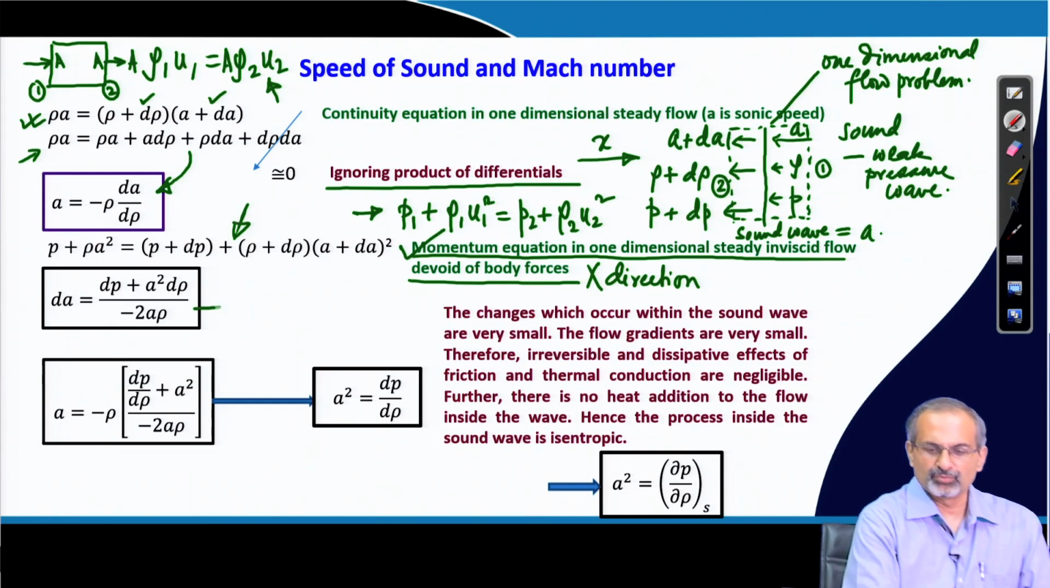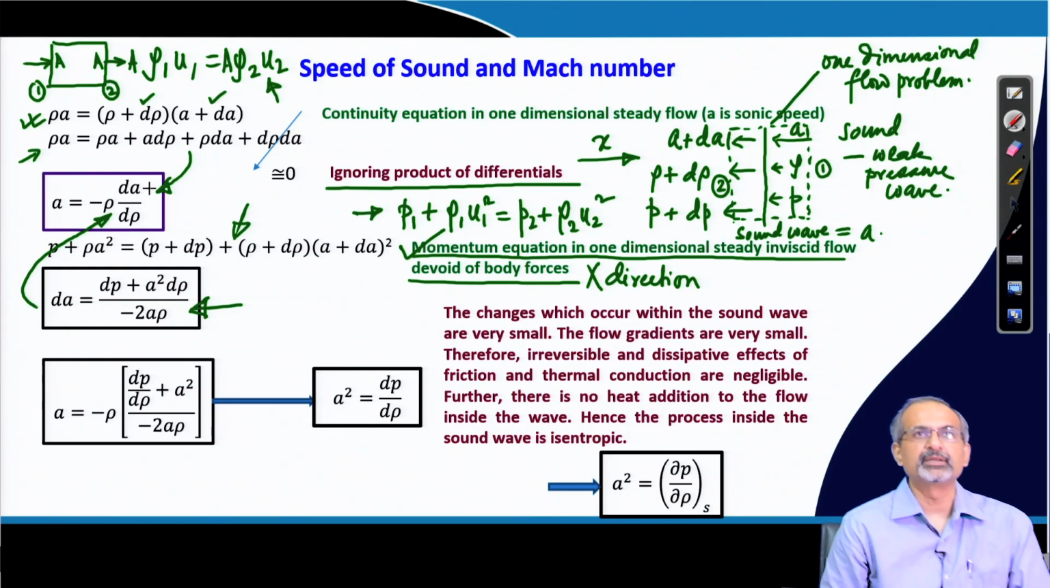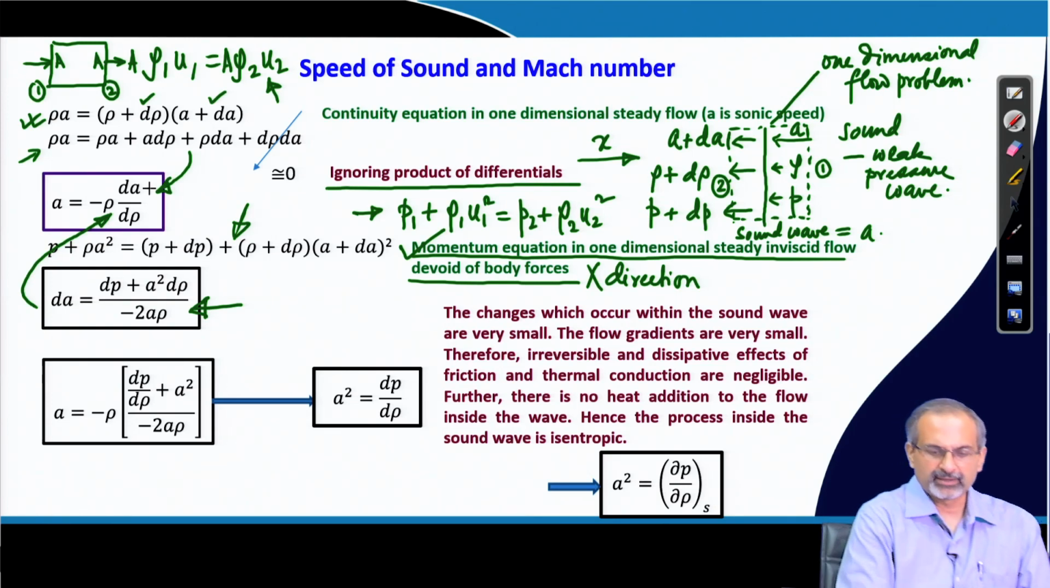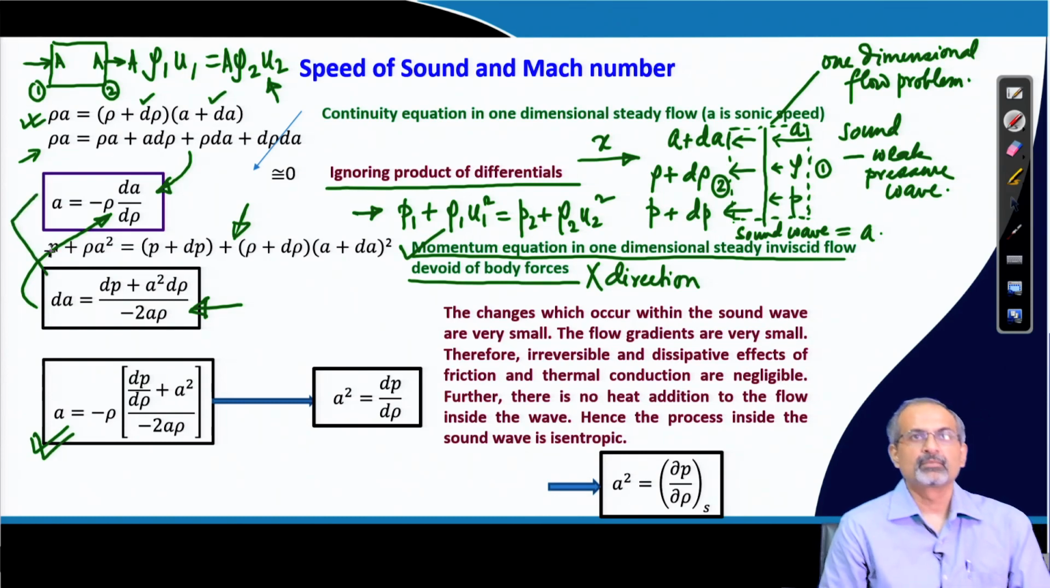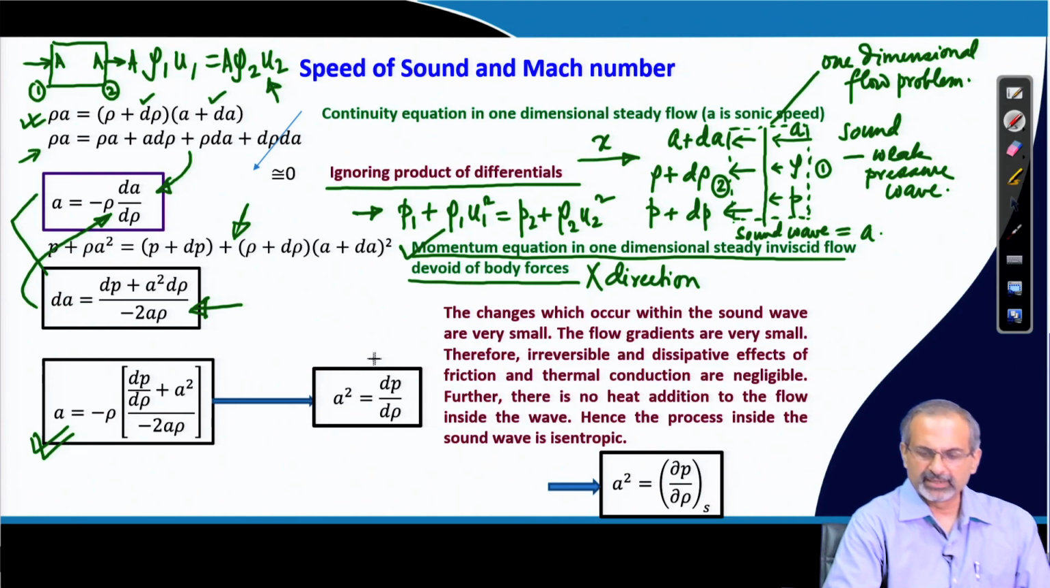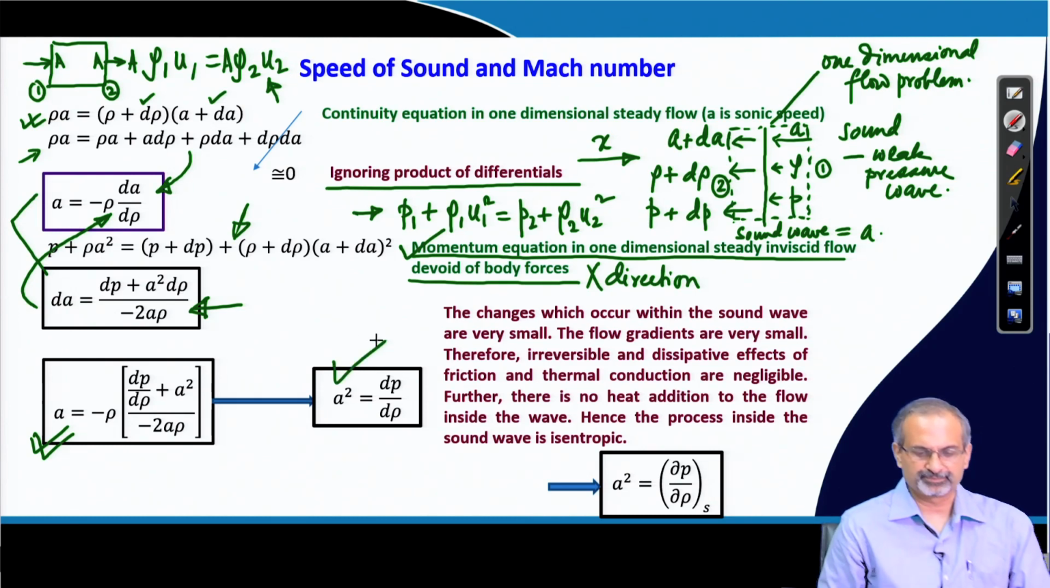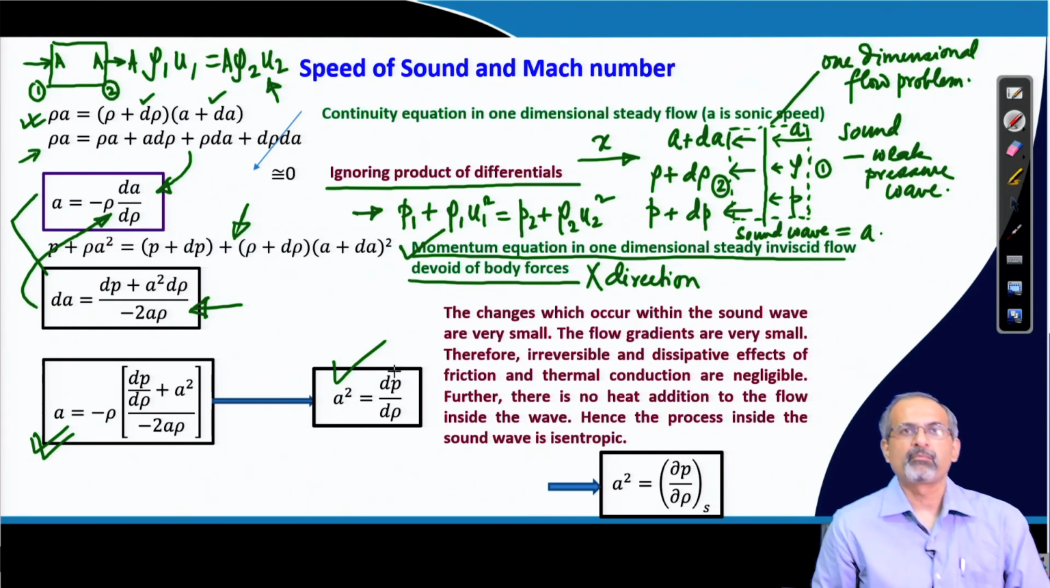When you work out that equation, it gives you an expression for dA. You plug that into the previous expression where dA appears in the numerator, and now you have an expression for A by combining these two equations together, from where you finally get an expression for A square, which gives you dP by d rho.